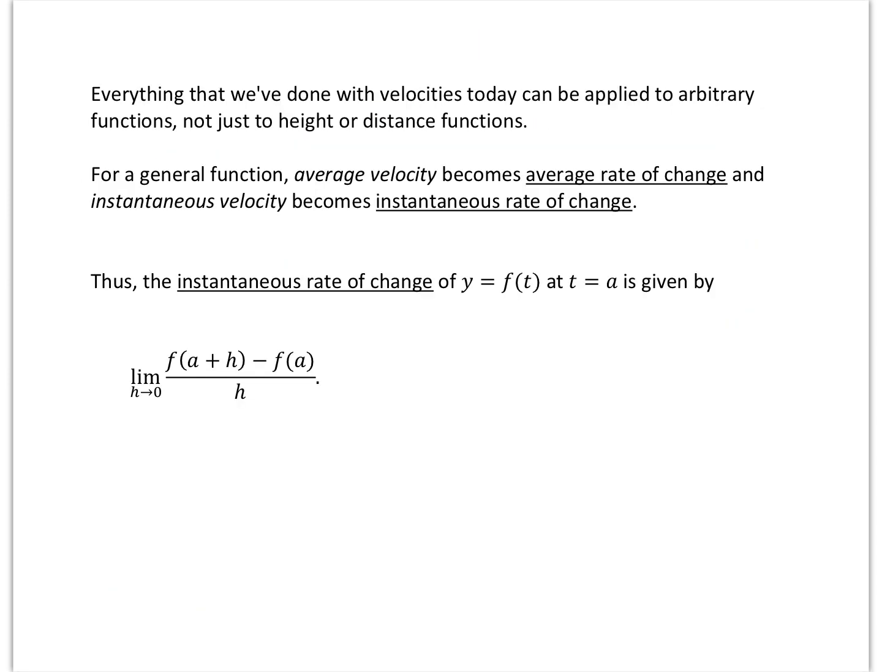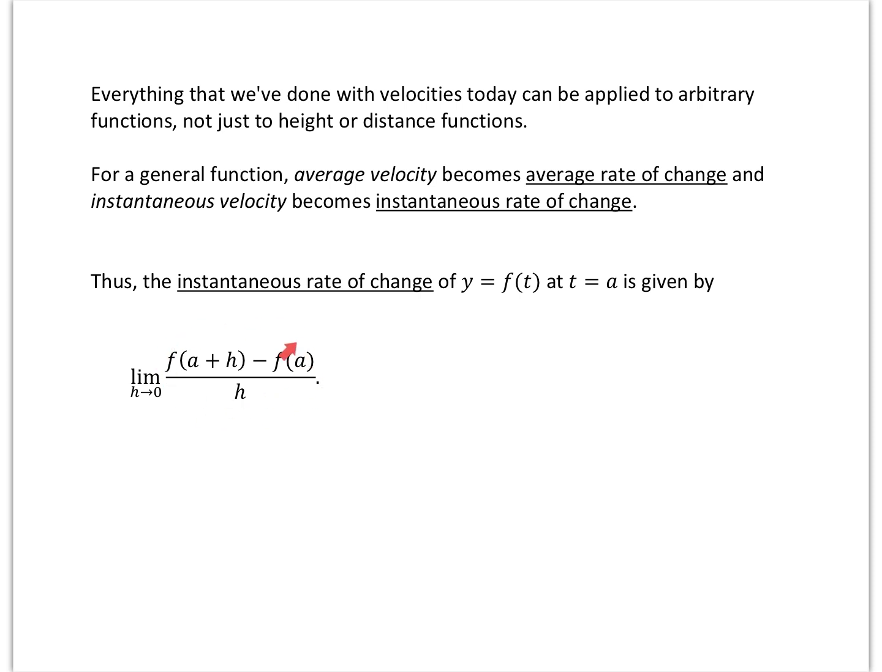So everything that we've done with velocities today, where we did change in distance over change in time to get either velocity or average velocity or instantaneous velocity, can also be applied to an arbitrary function that does not necessarily represent distance and time. So for a general function, instead of saying average velocity, we say average rate of change. And instead of instantaneous velocity, that becomes instantaneous rate of change. Thus, the instantaneous rate of change of a function y equals f of t at t equals a is the same definition as the instantaneous velocity definition. It's just that now we call it rate of change.